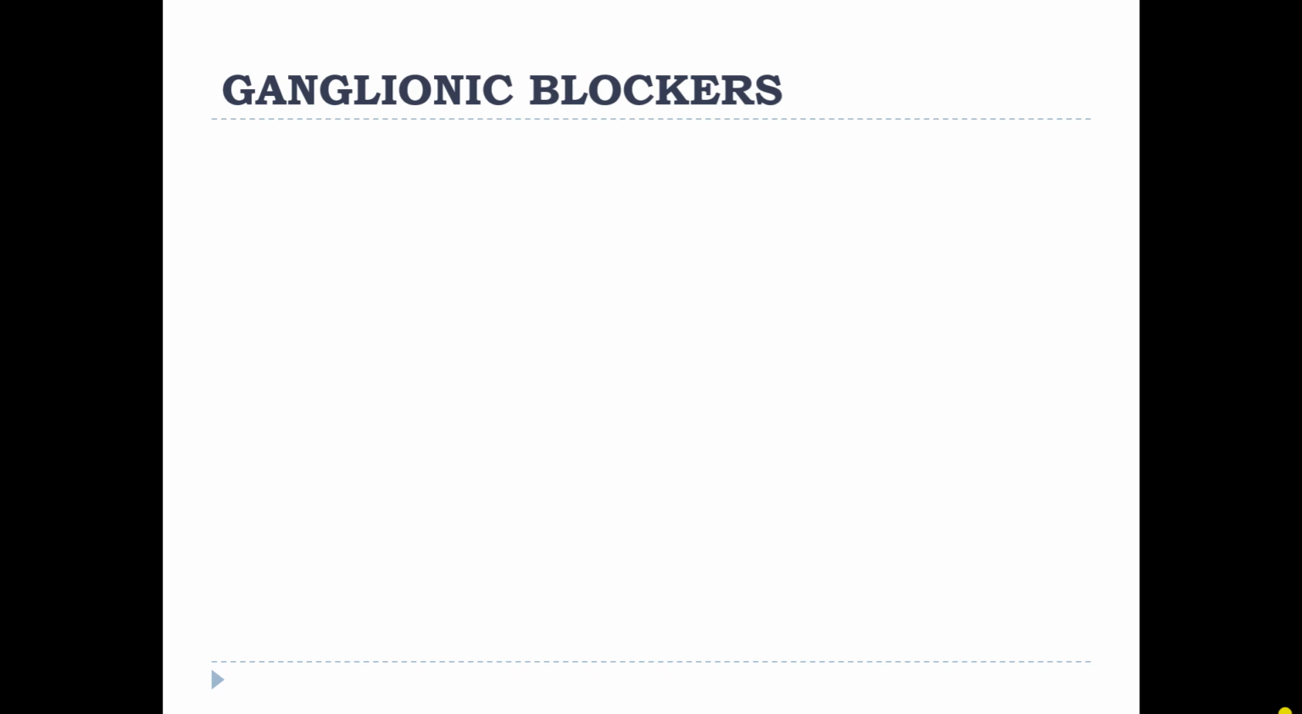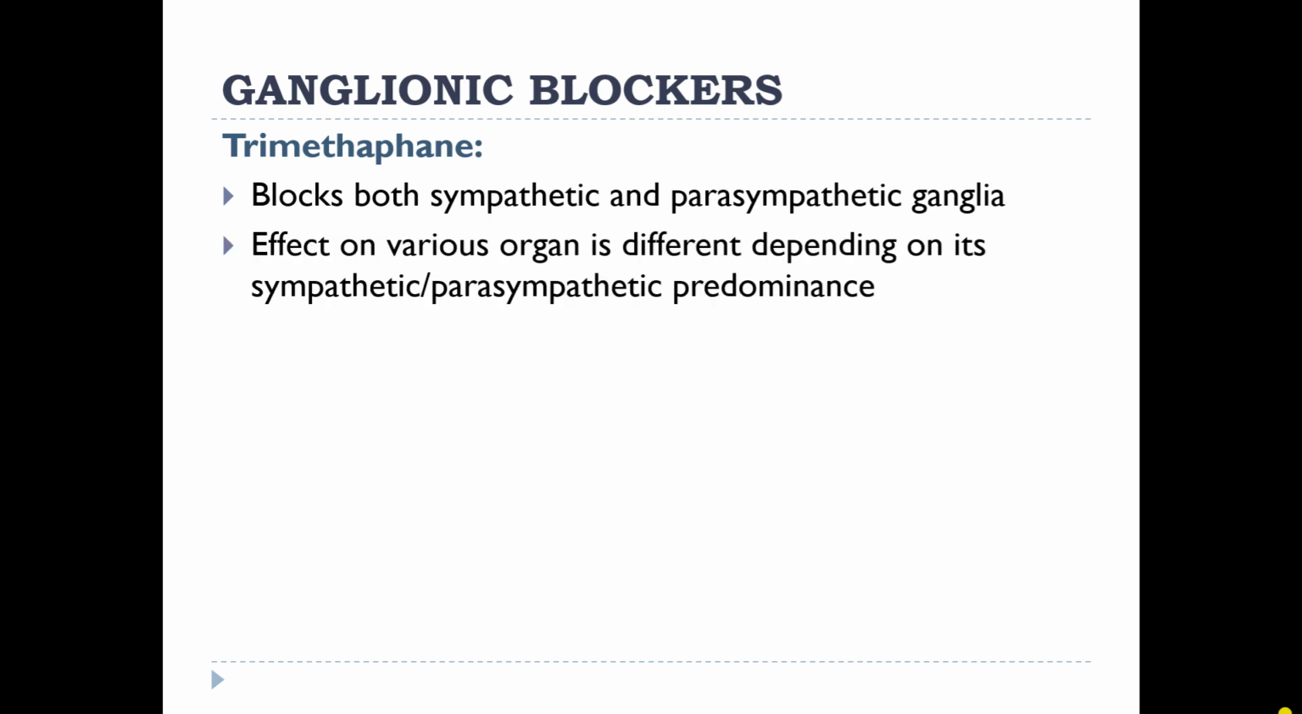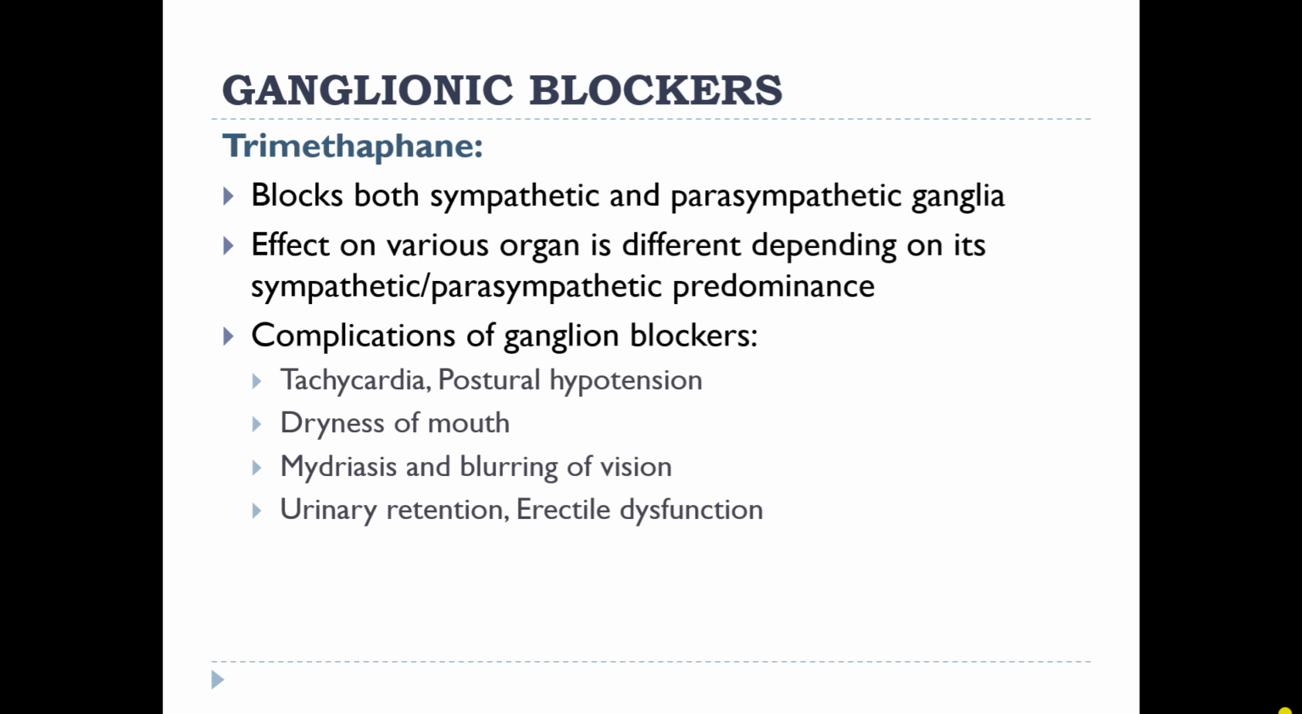Next drug group is ganglionic blockers. Trimethaphan blocks both sympathetic and parasympathetic ganglia. So the effect on various organs is different depending on the baseline sympathetic or parasympathetic predominance. But complications of ganglionic blockers include tachycardia, postural hypotension, dryness of mouth, mydriasis and blurring of vision, urinary retention and erectile dysfunction. That is why they are rarely used now.